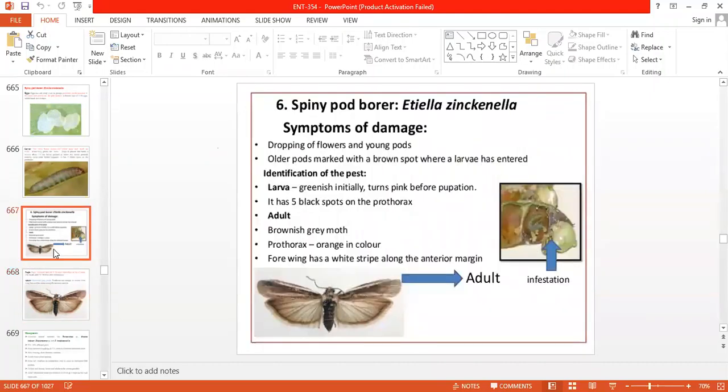The damaging stage of that pest is the larval stage, which mainly feeds on flower buds, flowers, and developing pods. Due to that infestation, there is dropping of flowers and young pods, and older pods are marked with a brown spot where a larva has entered.